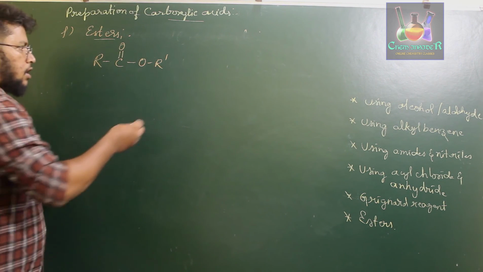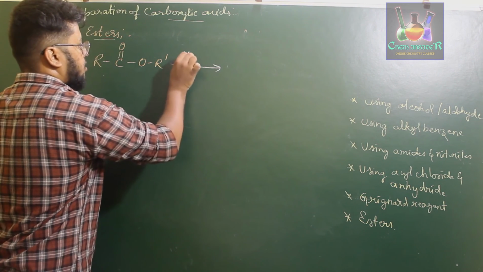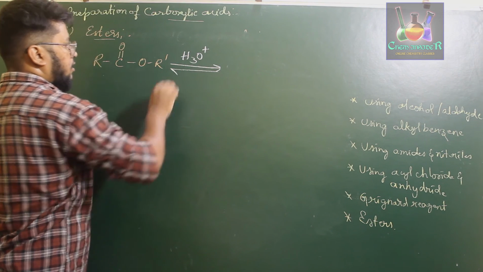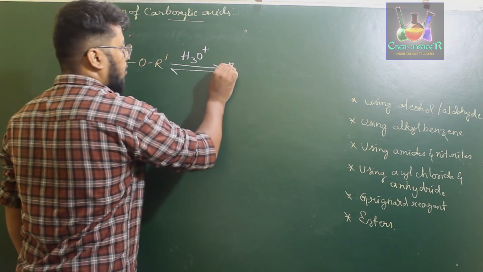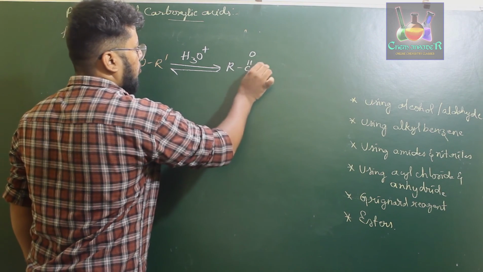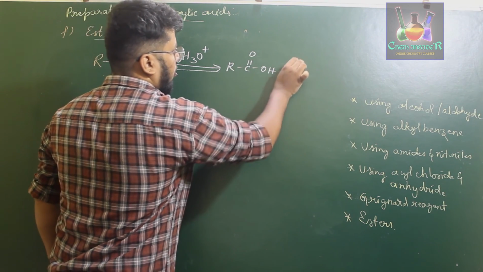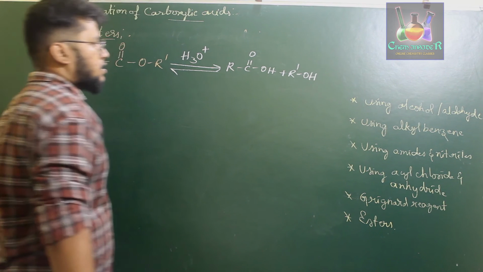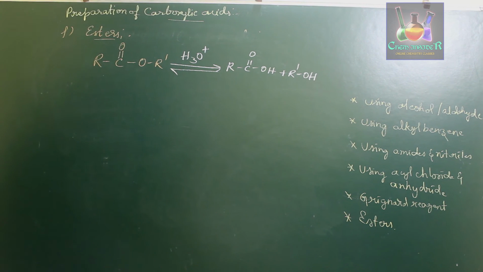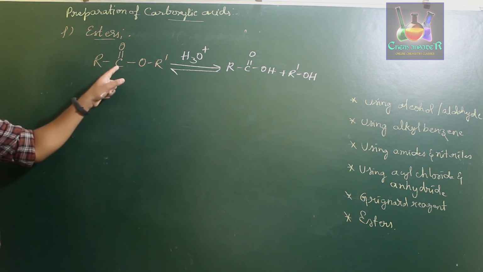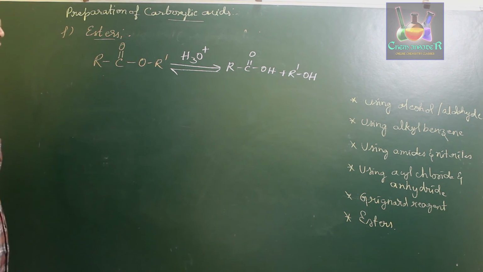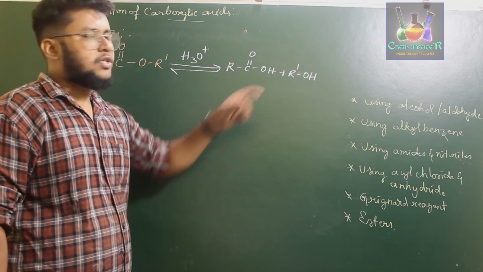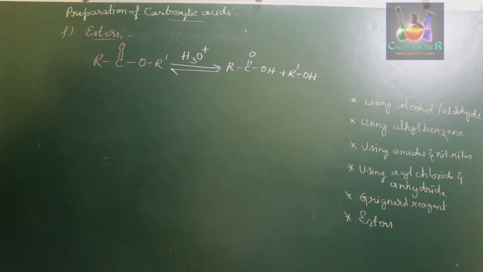When these esters are hydrolyzed, they undergo a reversible reaction where they form R, C double bond O, OH and an alcohol. When esters are hydrolyzed under acidic condition, they undergo cleavage of the carbon-oxygen bond, which breaks down to form RCOOH and an alkyl OH group. So this is the preparation of carboxylic acid from esters.